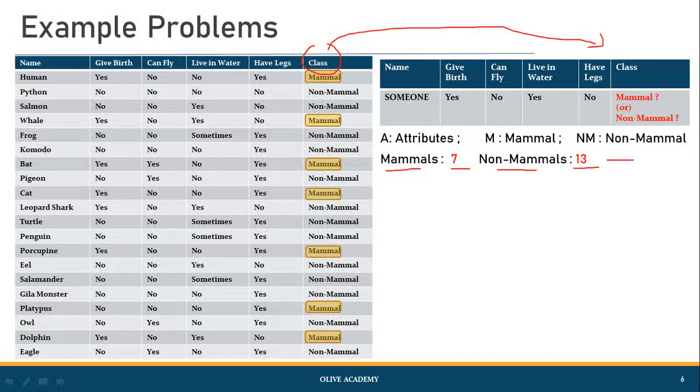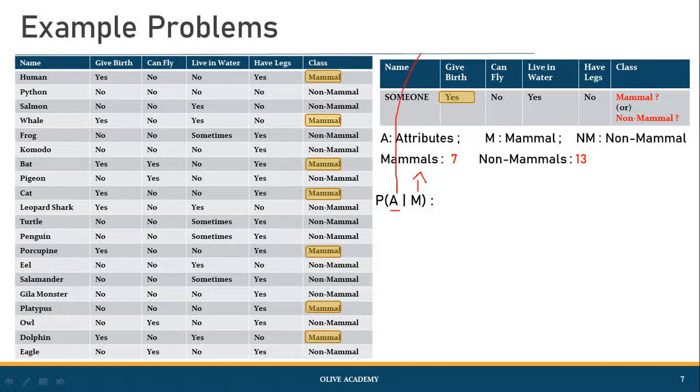Now, the second step is to identify the probability of the given attribute given it is a mammal, which means the probability of give birth. The attribute can be give birth, can fly, live in water, or have legs. You need to identify each probability, and since they are conditionally independent, you need to multiply these probabilities. Let's go through this example.